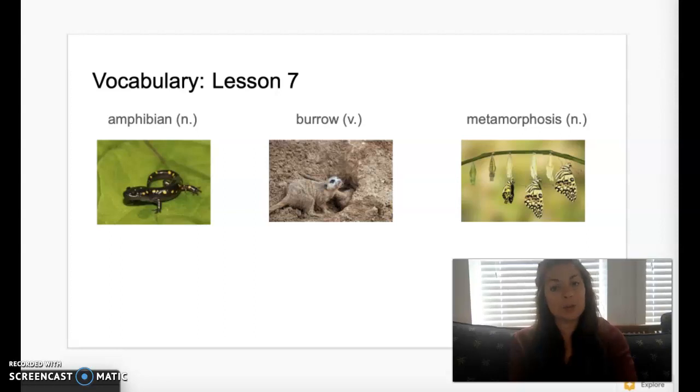And our last vocabulary word for today's story is the word metamorphosis. Say metamorphosis. Metamorphosis is the process by which some young animals change form as they become adults.